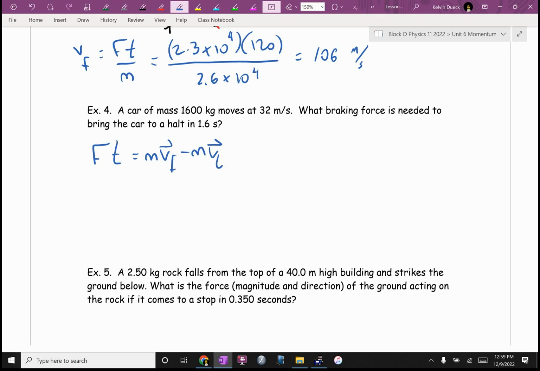Are any of these 0? Oh, to a halt? I probably would have underlined that mentally. So VF is 0, so I get that. What's it asking us to find? Could I also give you the force and say find the time? Could I also give you the force and the time and say find VI? Yeah. What's it asking us to find?